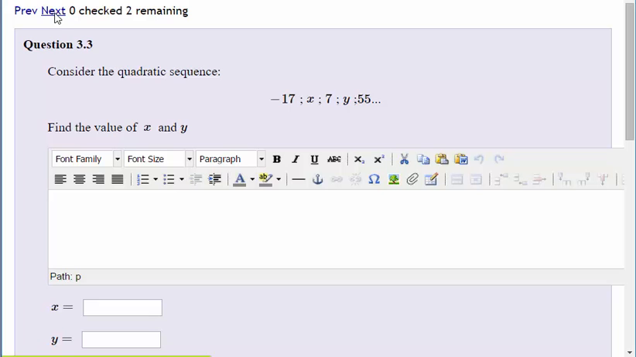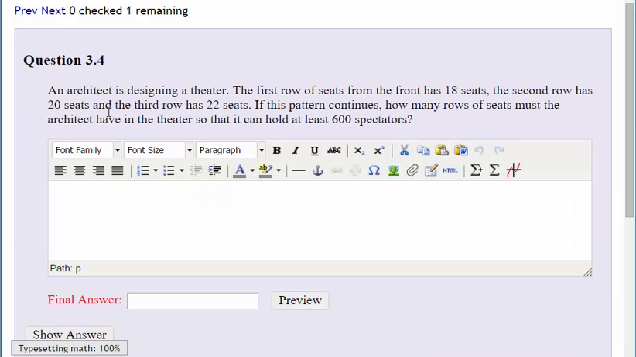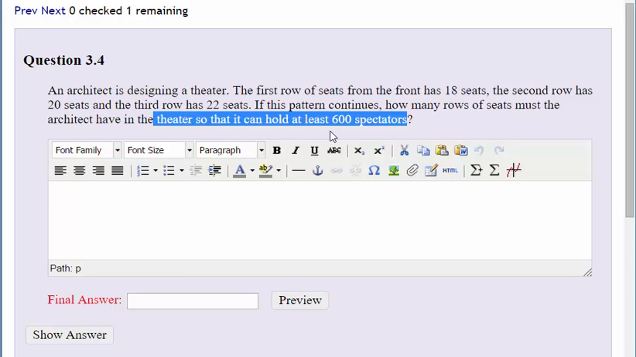Okay, let's just look at the last question. An architect is designing a theater. The first row of seats from the front has 18 seats. The second row has 20 seats. The third row has 22 seats. So what do you see? What's the pattern? Plus 2 every time. If the pattern continues, how many rows of seats must the architect have in the theater so that it can hold at least 600 spectators? What does the 600 represent?